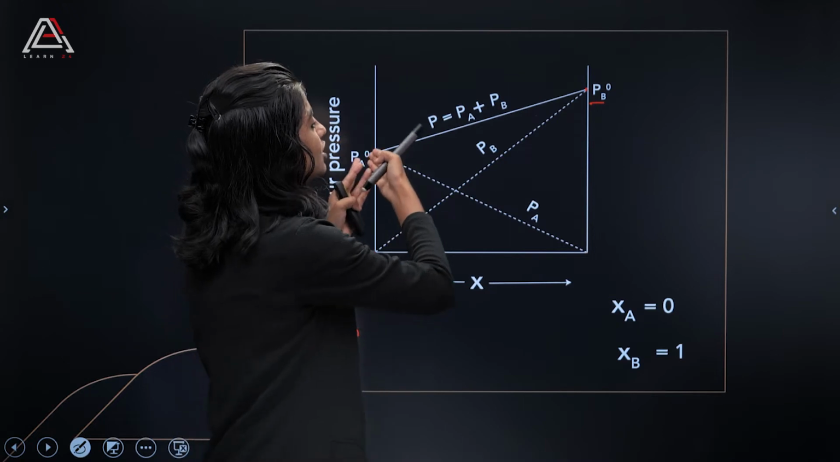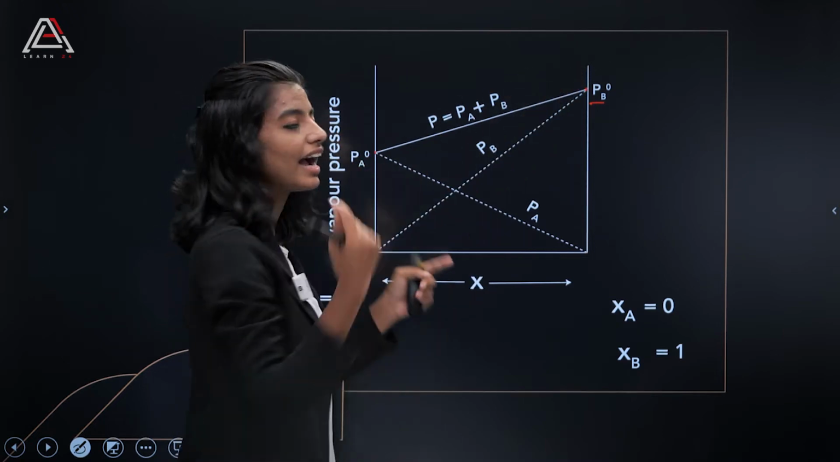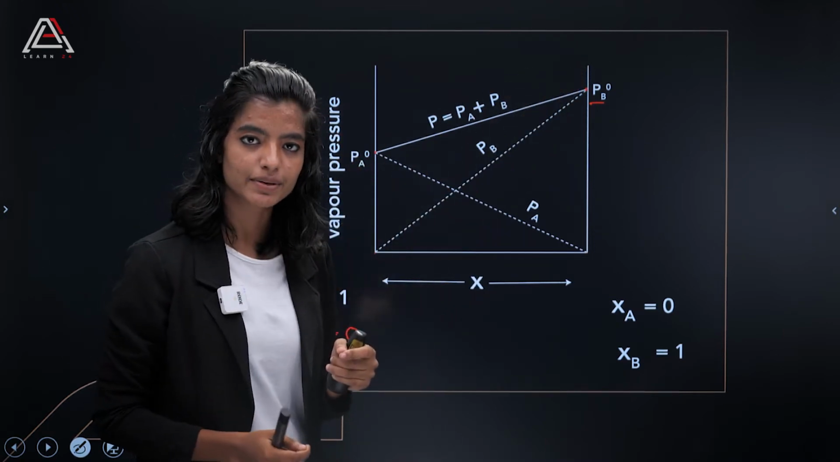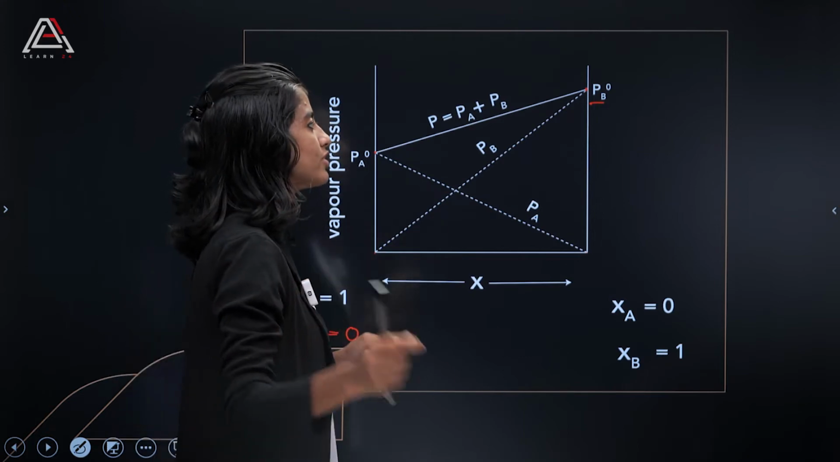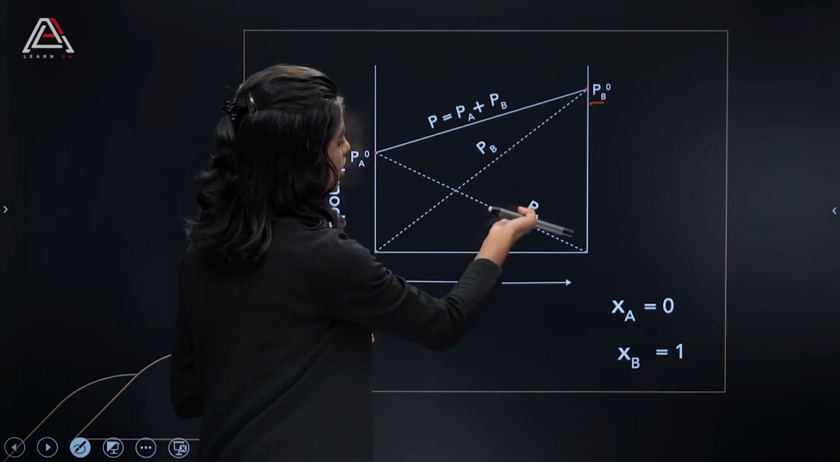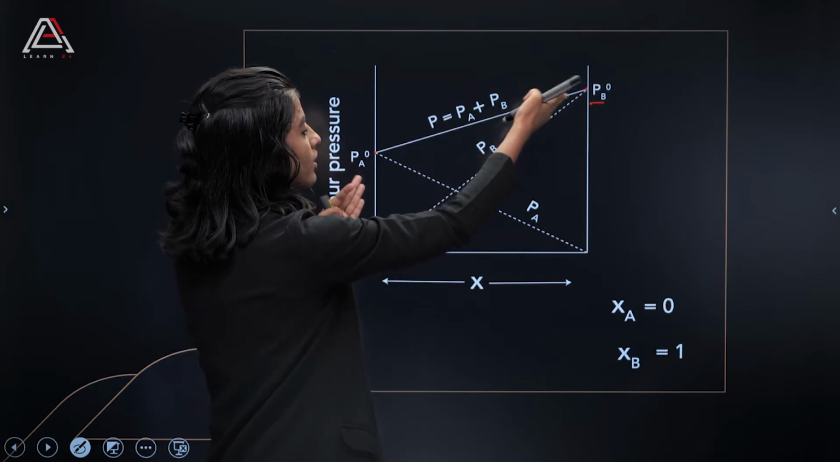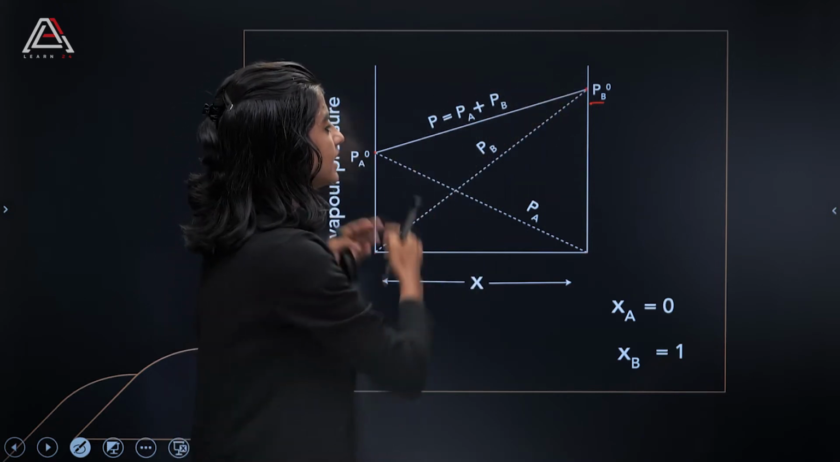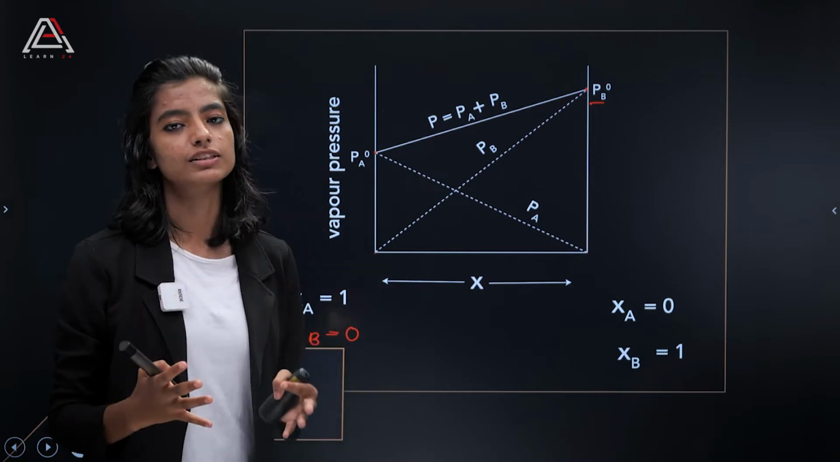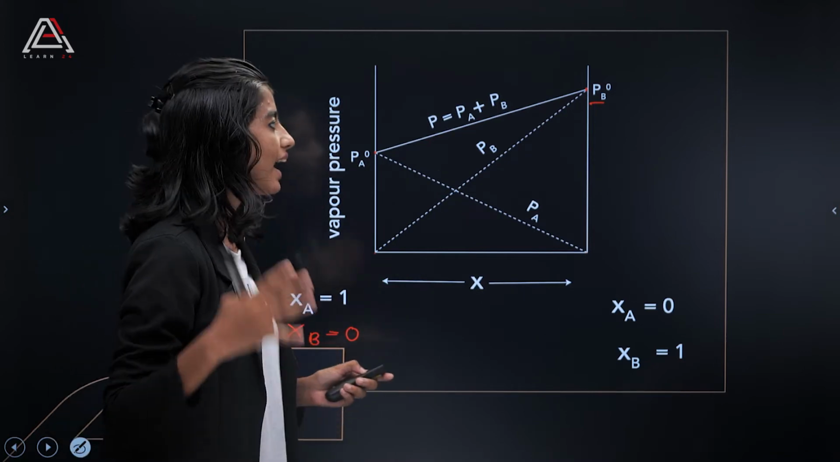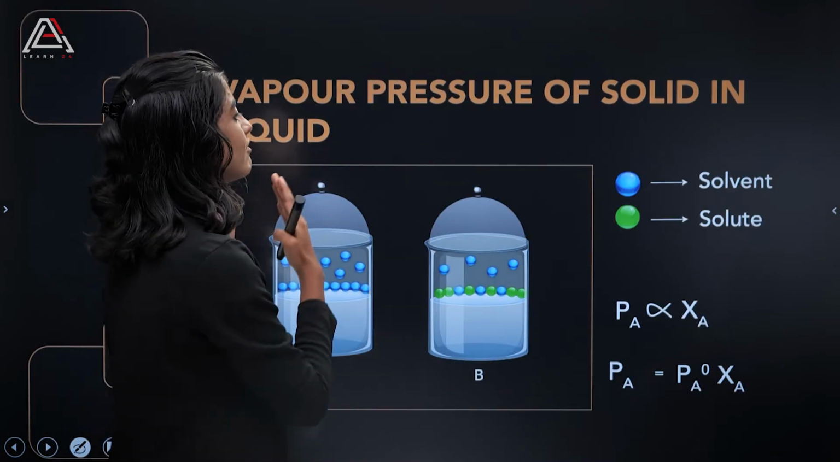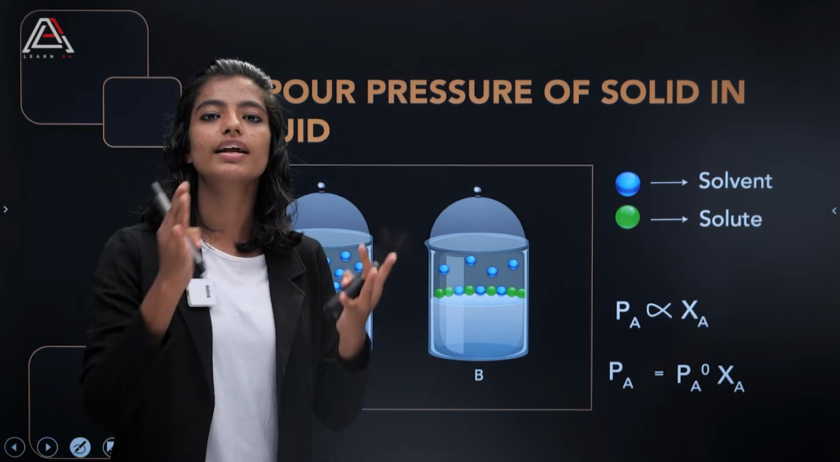And by joining these 2 points, I got the total vapor pressure, that is the partial vapor pressure of A plus partial vapor pressure of B. That is the total vapor pressure. This is the graph of Raoult's law. Hope you got it. And now let's discuss the vapor pressure of solid in liquid.